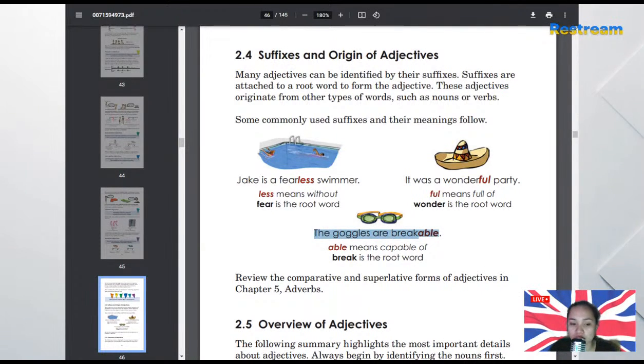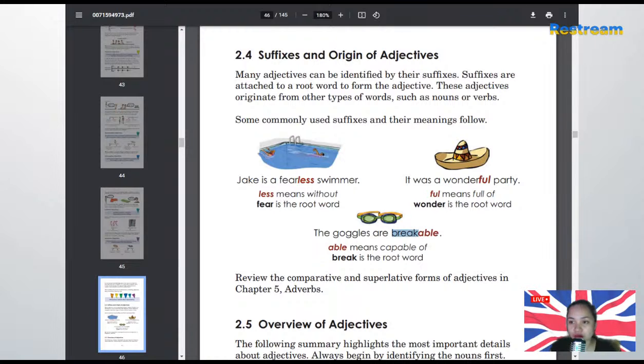For this third example, it says here the suffix able. In the word breakable, we have able. So it means it is capable of being broken. So it means the goggles can be broken, you can break it. It is breakable when we use the suffix able. Again, the root word of breakable is break.